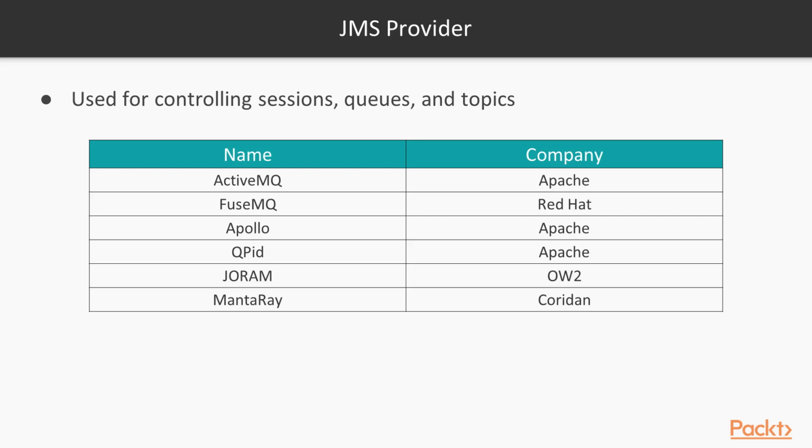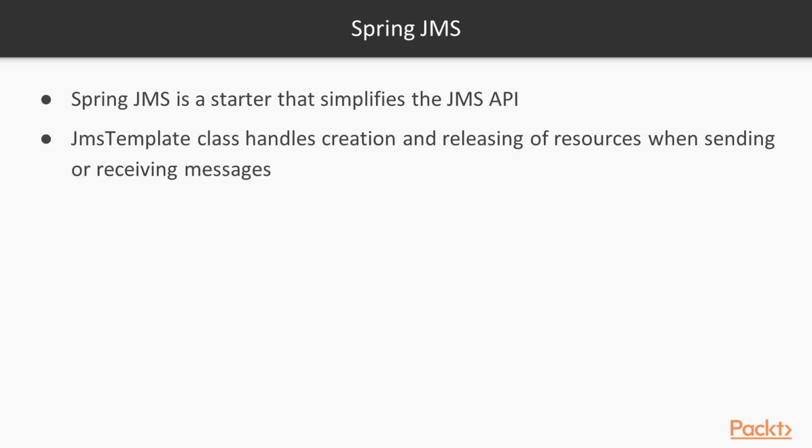To enable communications, you have to set up a JMS broker. This is a short list of open source JMS brokers. In this section, we will deal with the ActiveMQ broker provided by Apache. The Spring JMS Starter is a starter that simplifies the handling of the JMS API. The class JmsTemplate handles creation and release of resources when sending or receiving messages.